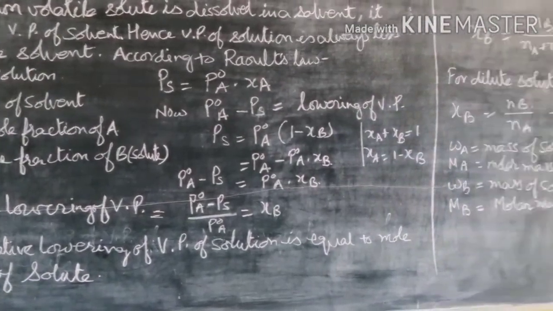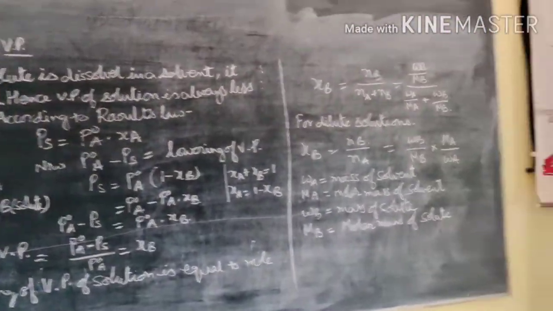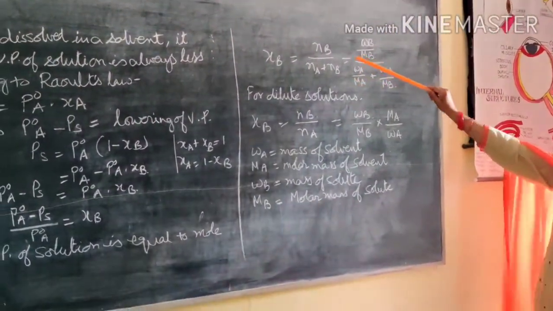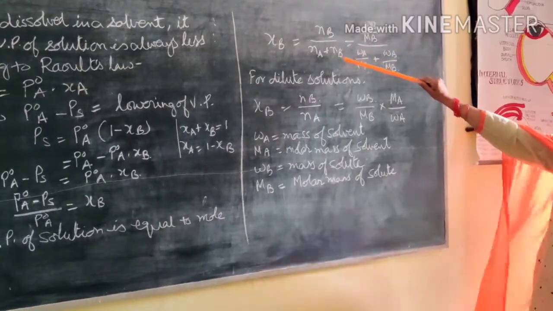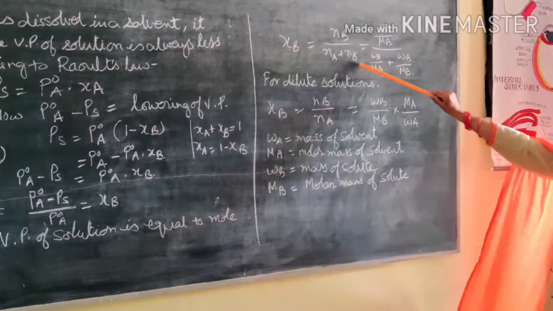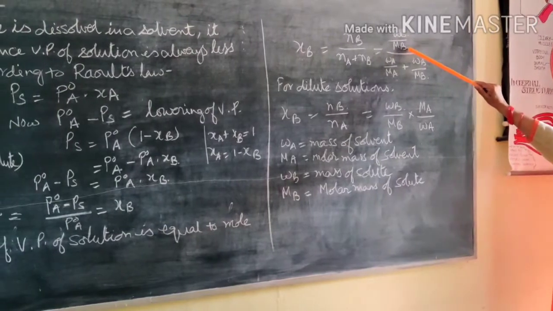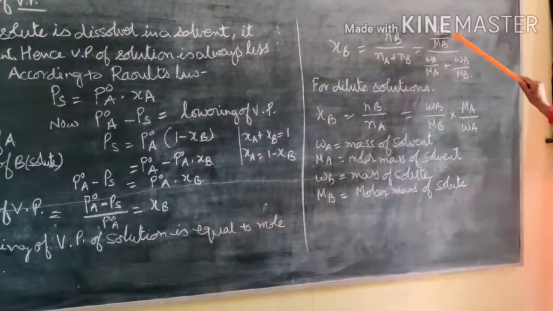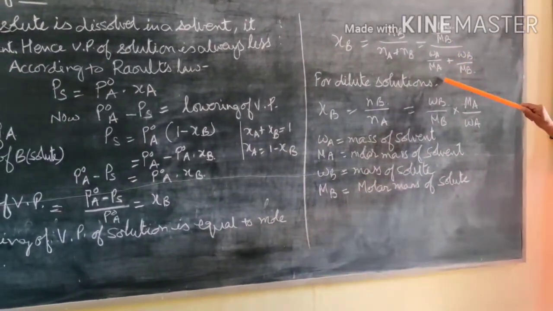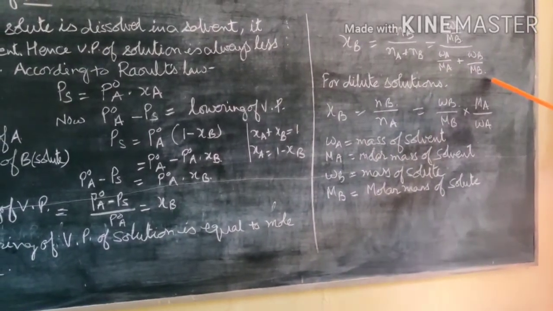Now we will put the value of Xb. Xb is equal to the number of moles of solute divided by the total number of moles, that is number of moles of A and number of moles of B. Now nB is equal to mass of the solute divided by molar mass, so nB is equal to WB upon MB. nA is equal to WA upon MA, plus nB is equal to WB upon MB.